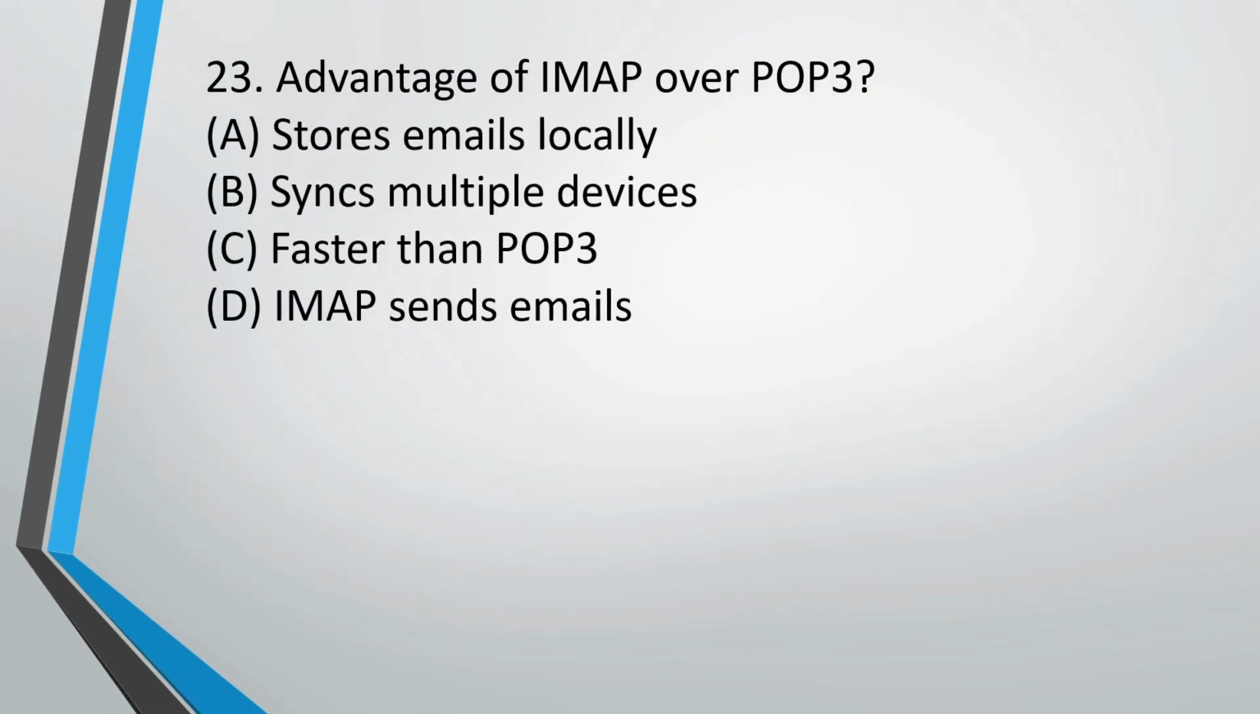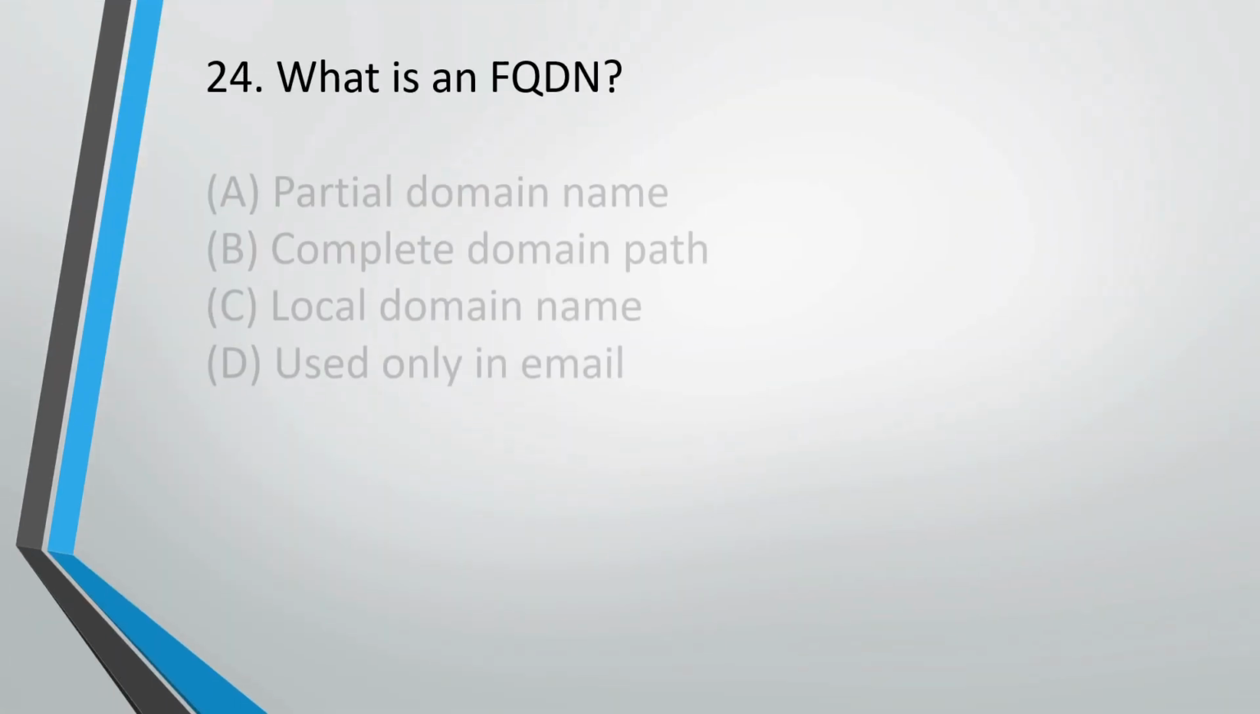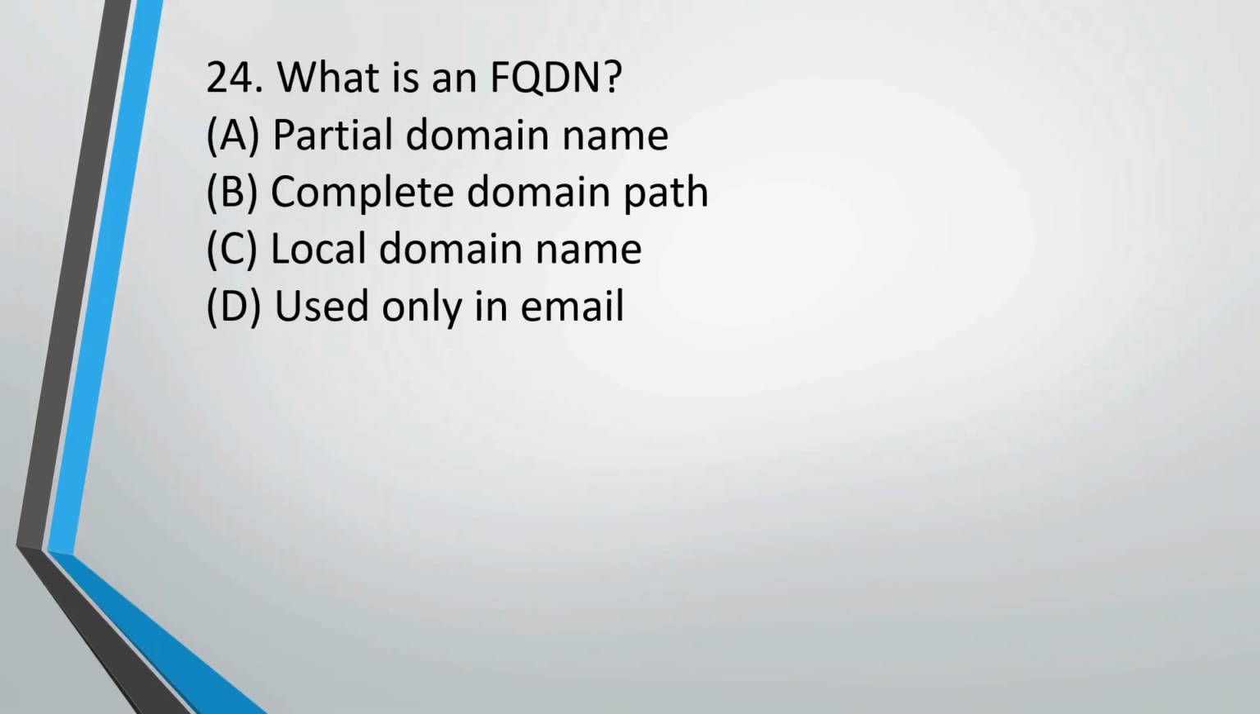Next question is: what are the advantages of IMAP over POP3? Options are stores emails locally, sync multiple devices, faster than POP3, IMAP sends emails. And the correct option is B, sync multiple devices. And the next question is: what is a FQDN?